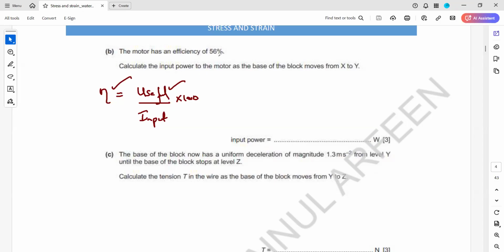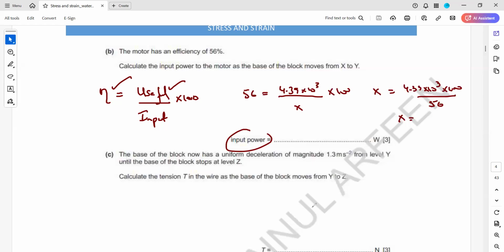We have the gravitational potential energy, which is the useful energy. The efficiency is 56. The useful energy is how much? That we calculated in the last part, 4.39 times 10 to the power 3. The input energy is unknown, times 100. So if we need x, it will be 4.39 times 10 to the power 3 times 100 divided by 56. But that will give us the energy because we substituted the energy, but we need the power.